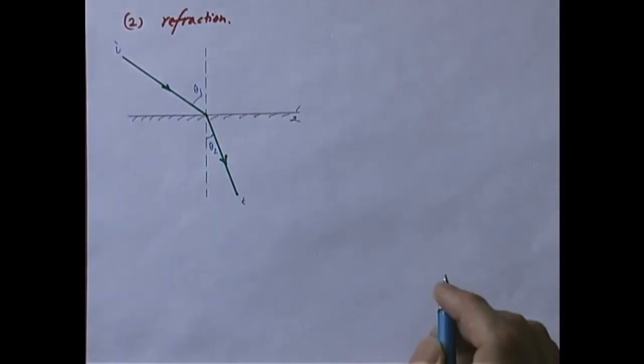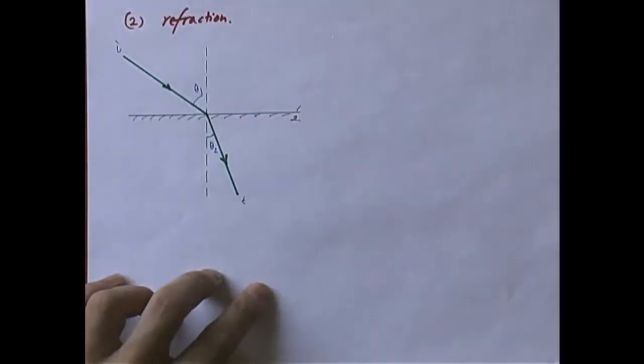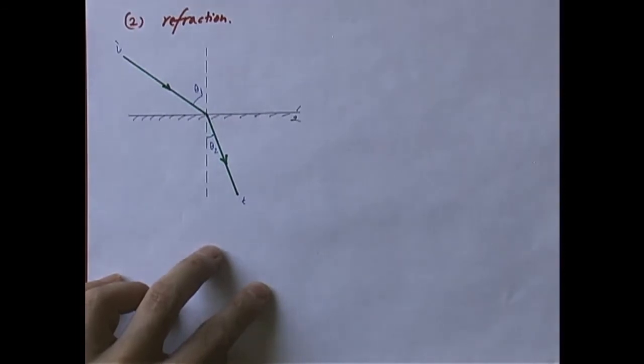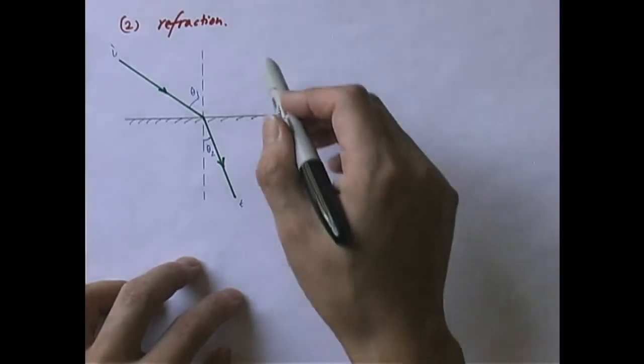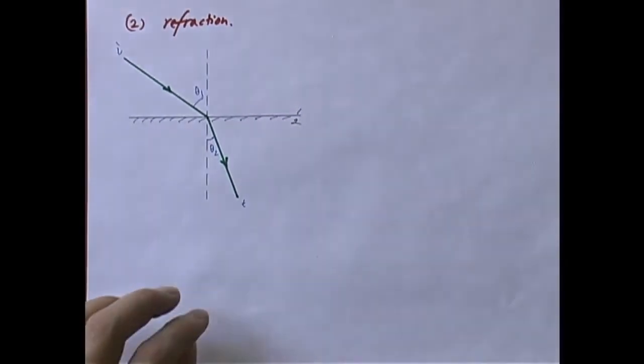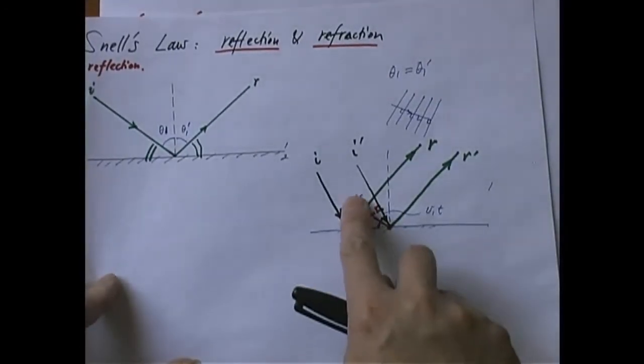Okay, and Snell's law of refraction tells us the relationship between these two angles, theta 1 and theta 2, and it turns out that it depends on the ratio of the speeds, v1 and v2. v1 is the speed of light in the first medium, v2 is the speed of light in the second medium. We shouldn't be surprised that v1 and v2 enter the discussion, because even in the reflection case we had v1 and v1, except those are the same. Here we have v1 and v2, so that will lead to the difference in the two angles, theta 1 and theta 2.